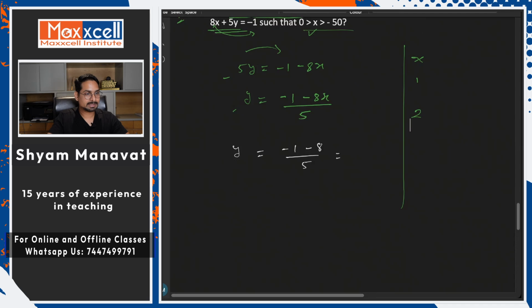My bad. Here we need to take negative values, right? So I need to take -1 and -2 here. If I take -1 here, then this should be +8, correct? This should be +8, right? So you still have 7 by 5, not divisible.